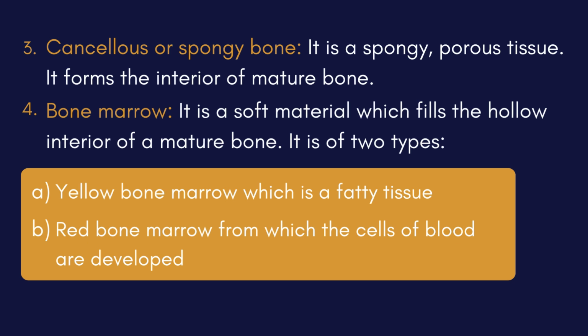It is of two types. One is yellow bone marrow, which is a fatty tissue. Second one is red bone marrow, from which the cells of blood are developed.